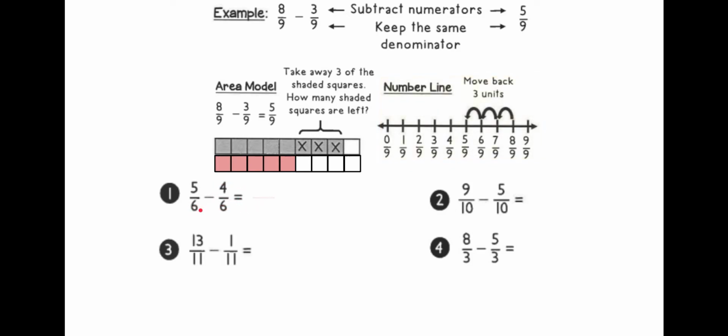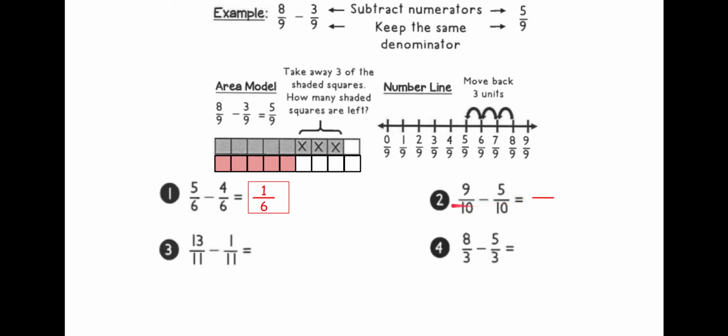We have 5 sixths minus 4 sixths, and our denominator is the same, it is 6. So now we just subtract the numerators. 5 minus 4 is 1 sixth. Can't simplify, so that is our answer. We just box it and we're done. Let's take a look at number 2. And by the way, you can pause and try on your own if you'd like.